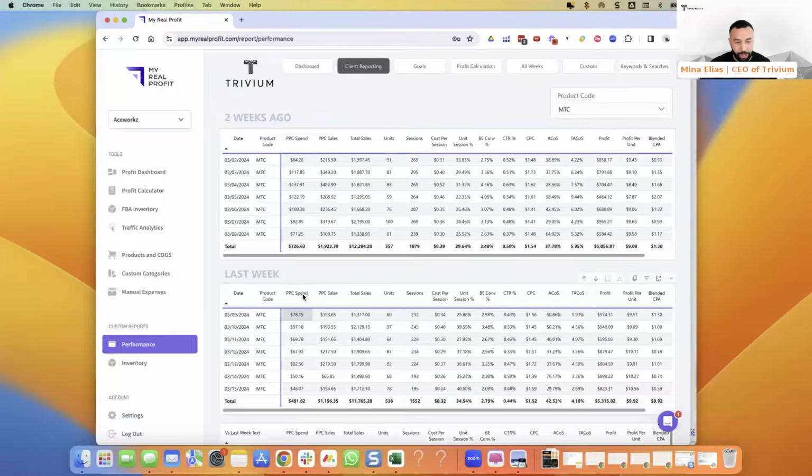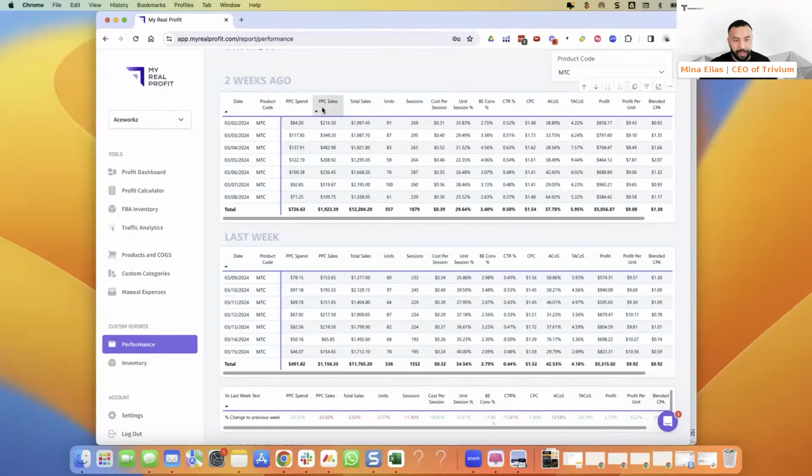You can see I have a week over week dashboard, right? PPC spend, PPC sales, total sales. PPC spend is important because that's how much we're spending. Total sales is important because that's the paid and organic, and it's actually not a skewed number. This one could be bullshit. Units, sessions. Sessions is the number of visitors coming into your listing. Cost per session is how much we're paying for each visitor to come into that listing, which is basically an equation between PPC spend divided by sessions, right? It's going to give you the cost per session.